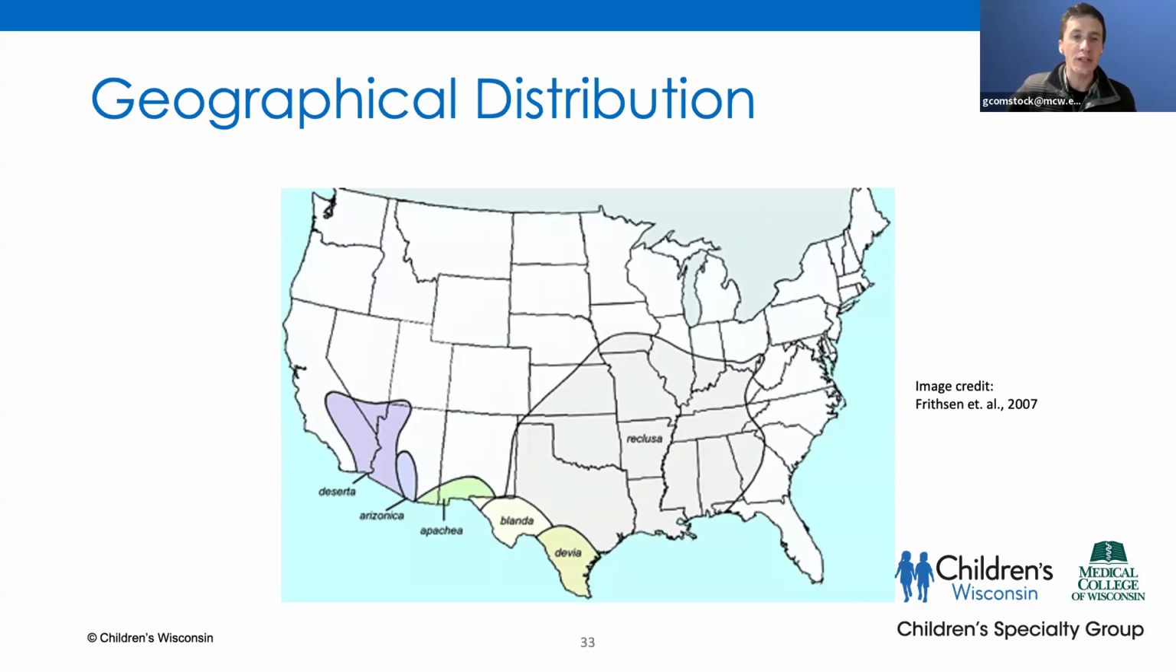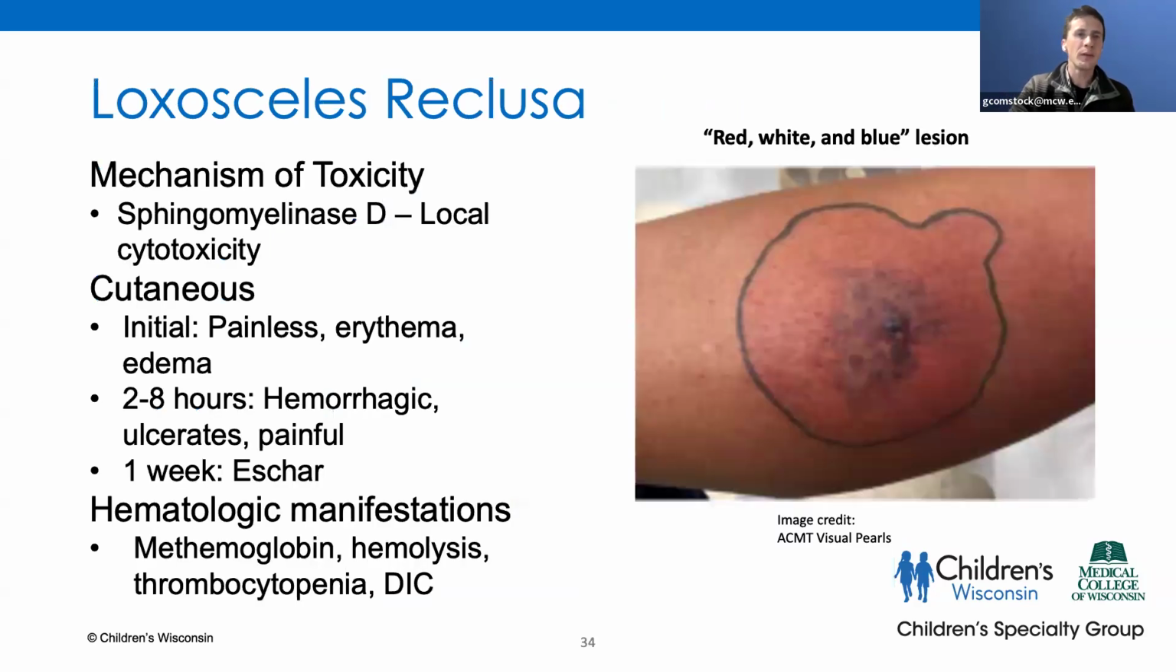And so it's really that central and southeastern region that has the most clinically relevant envenomations when it comes to brown recluse. The mechanism of toxicity: this is really a locally cytotoxic envenomation. So it's sphingomyelinase D that causes local tissue injury and this local cytotoxicity.